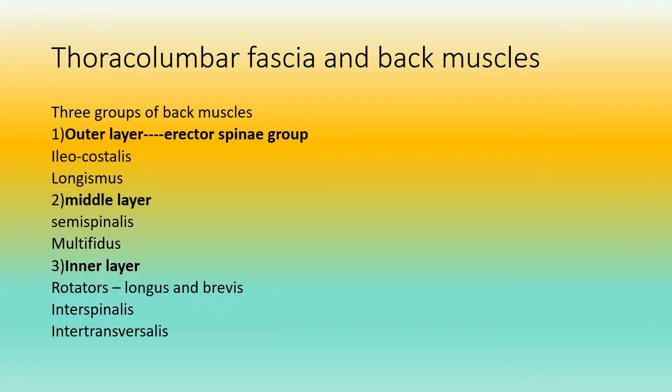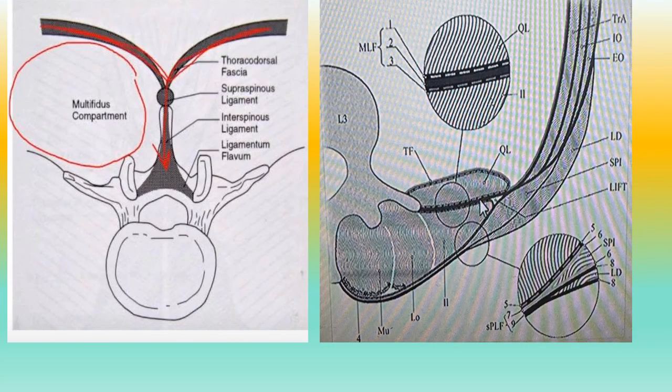Then the thoracolumbar fascia and other back muscles: the outer layer iliocostalis longissimus, the middle layer semispinalis and multifidus, and the inner layer rotatores, interspinalis and intertransversarii muscles. You all know. I'm here to tell about the fascia and how important it is, because the thoracolumbar fascia covers this muscle group. One muscle group is here, the other muscle group is here, it is iliopsoas, and it makes the anterior and posterior compartments, epaxial and hypaxial muscles. This is epaxial muscles, and here is hypaxial muscles.